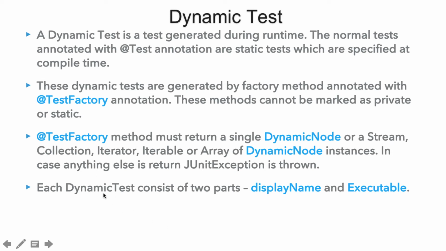The way we write a dynamic test is that it consists of two parts. One is the display name and the other is the executable. The display name is nothing but the name of our test, and the executable, which we already discussed in our previous lecture, is a functional interface which executes a piece of code and may throw a throwable.